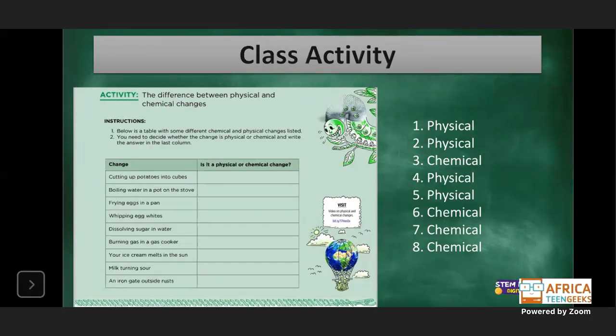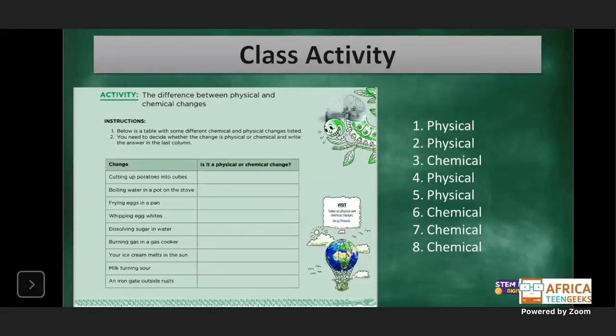All right. Then lastly, an iron gate outside rusts. An iron gate outside rusts. Is that a physical or chemical change? I see chemical, chemical. It's from Huawei, Tyrese, Ntlantla, Mike, Lisedi, Zamagushe, and Bushe.